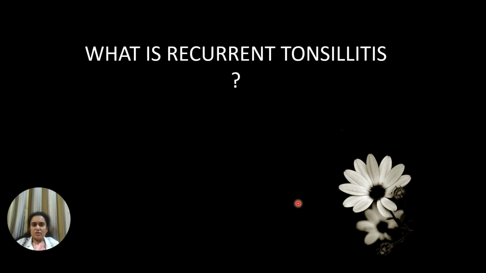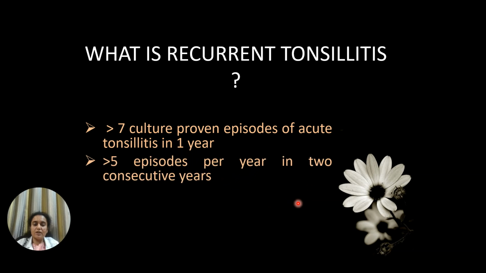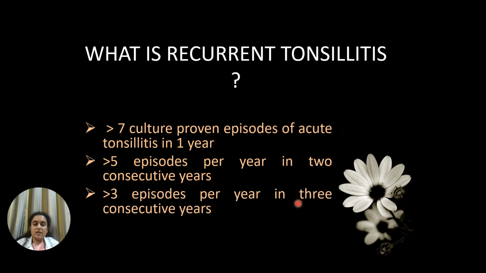What is recurrent tonsillitis? How can we say this is a case which is repeatedly getting attacks of tonsillitis? There is some criteria. It goes with this: 7 culture proven episodes of acute tonsillitis in 1 year, 5 episodes per year in 2 consecutive years, 3 episodes per year in 3 consecutive years. So, this is the criteria for recurrent tonsillitis: 7, 5, 3.